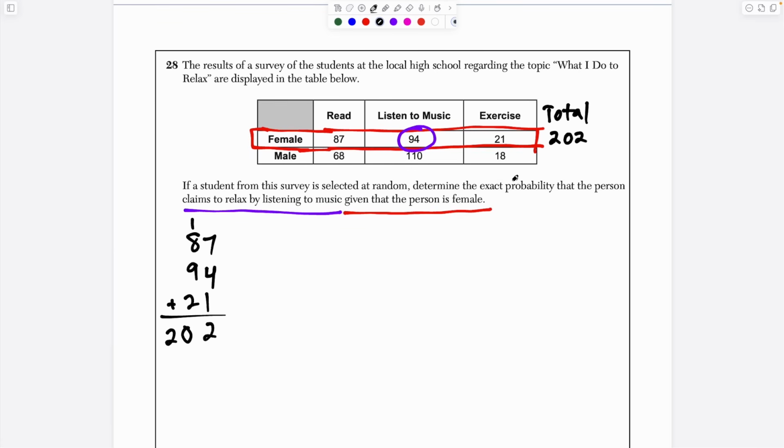So when we're finding the exact probability, we're going to say how many females listen to music. That's 94, out of the total number of females, which is 202. So this would be the exact probability. Now you could type this in a calculator and reduce the fraction, or just reduce it yourself, but you do not have to simplify the fraction. We can just leave it like this. But the concept is part over whole. So 94 represents the part, and the whole, or total number of females, is 202.